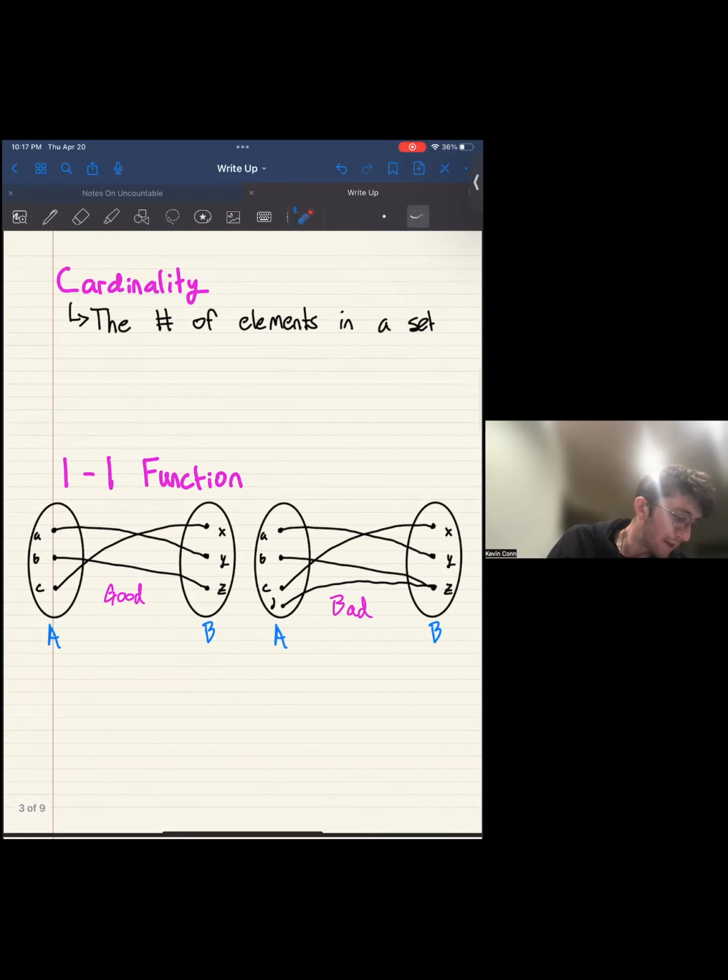Review number 1 and 2. Cardinality is just the number of elements in a set. If we had a set A, B, C, D, that's 4. The cardinality is 4. Just the number of elements in a set. One-to-one function means that for a function going from set A to set B, all the elements in B have one element in A mapping to it. So you can see here on the bad one, we have 2 elements going to Z. That's not good. That's not one-to-one.